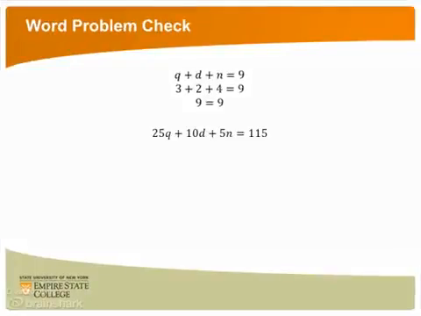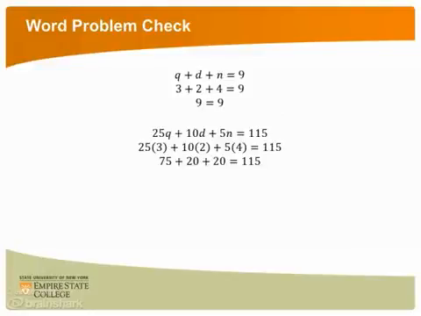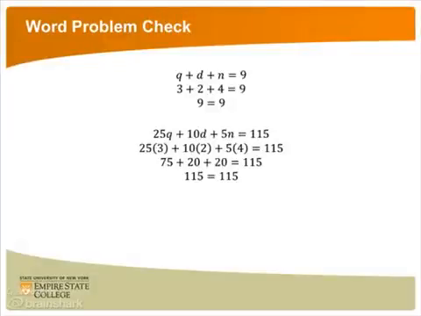Now let's try the next equation. We have 25 times Q plus 10 times D plus 5 times N equals 115. Plugging in, we have 25 times 3 plus 10 times 2 plus 5 times 4, hopefully equaling 115. Multiplying, we get 75 plus 20 plus 20 may equal 115. Which it does.